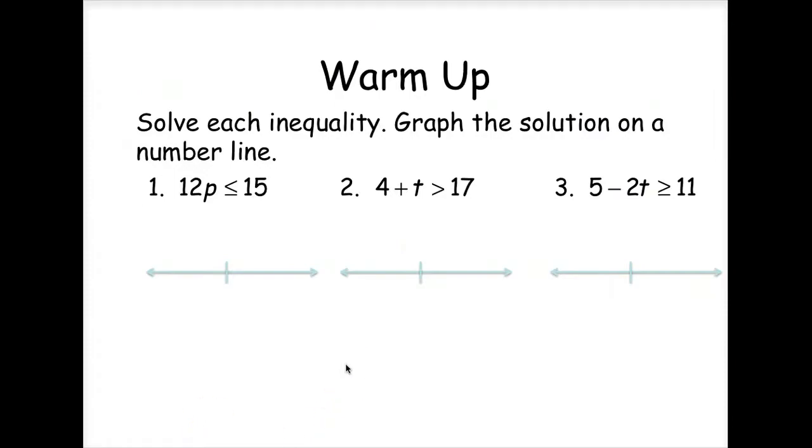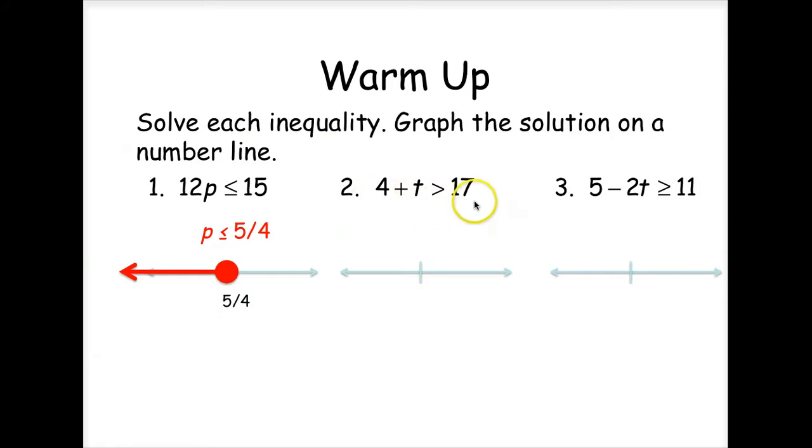Let's solve these inequalities and graph the solution on a number line. So pause the video, work the problems, then come back and check your answer. Well, the first one's easy, right? Just divide both sides by 12 and then simplify. So p is less than or equal to 5/4. This "or equal to" means that we're going to have a closed circle.